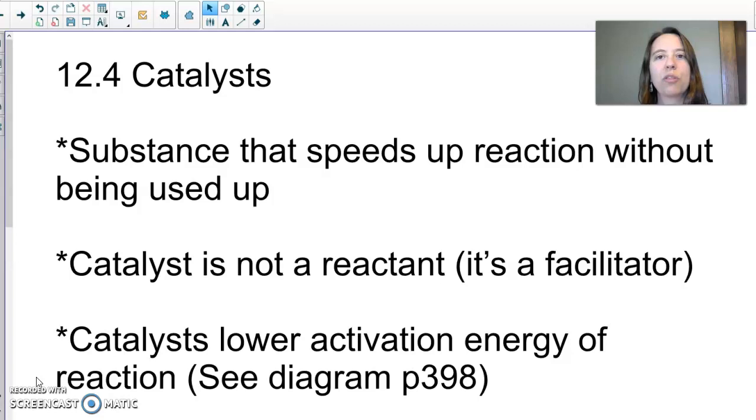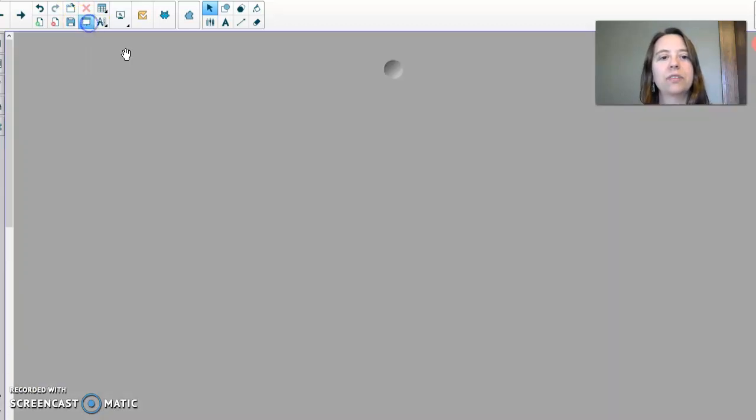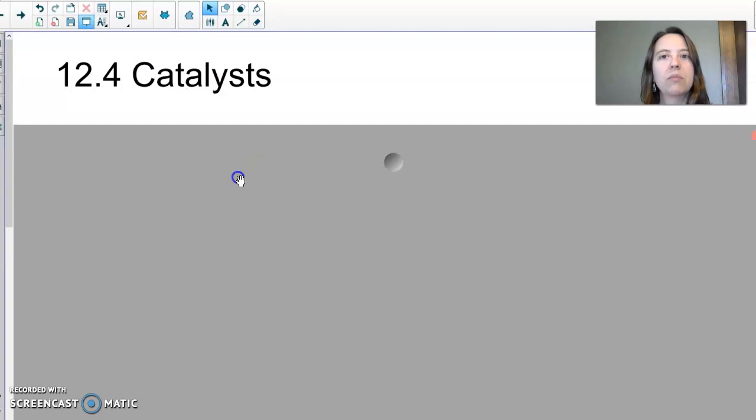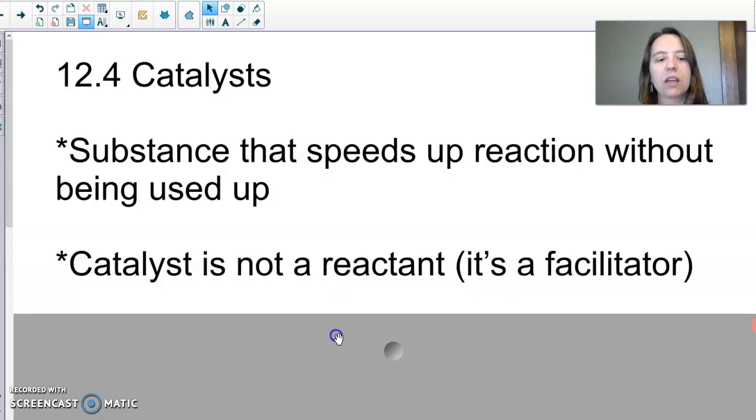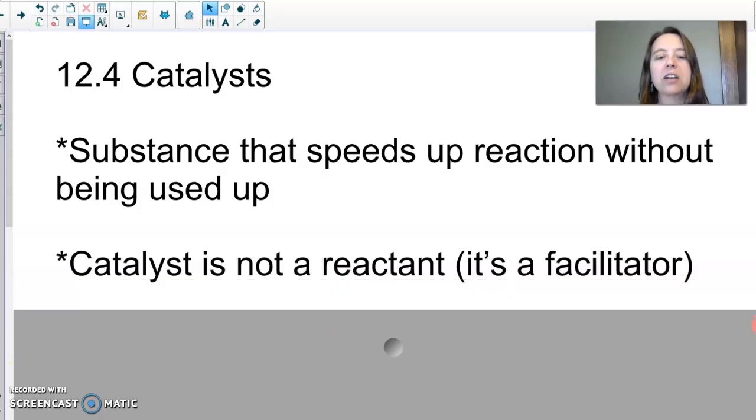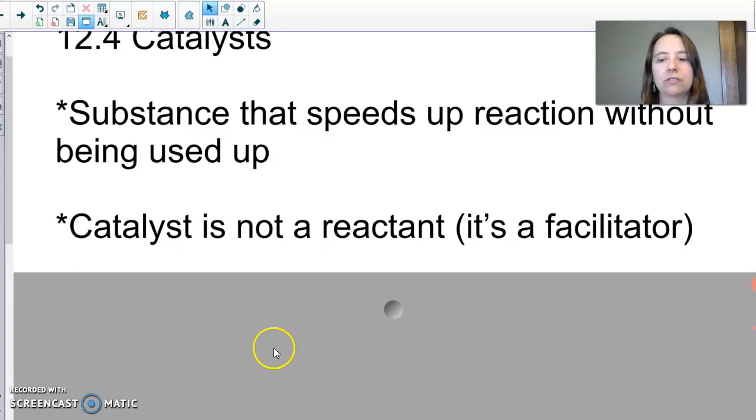And this is the fourth section, 12.4, on catalysts. So let's talk about catalysts, which we know from before are substances that speed up reactions without being used up. So please write that down. And a catalyst is not a reactant, it's a facilitator. It is not used up in the reaction, it's not involved in the reaction, its job is to make the reaction go faster.